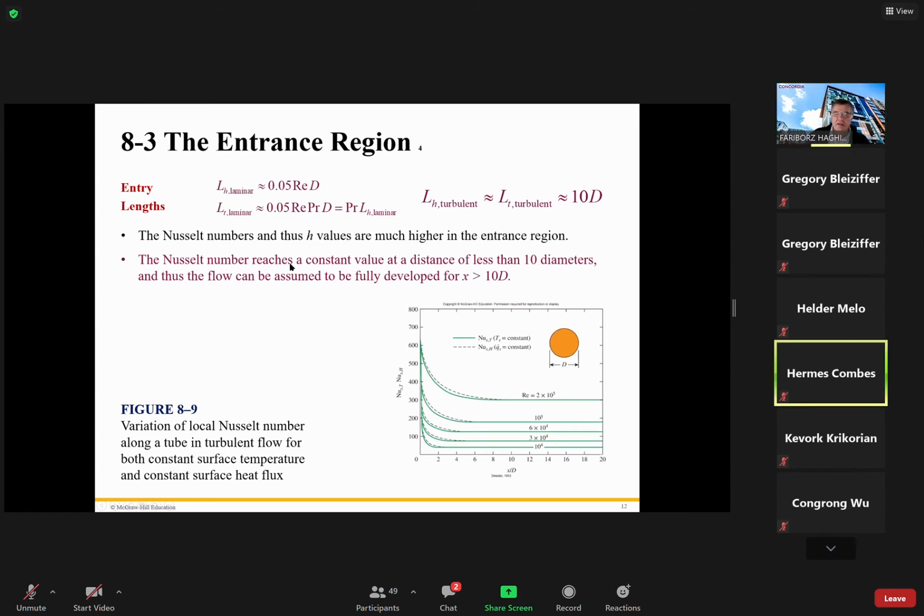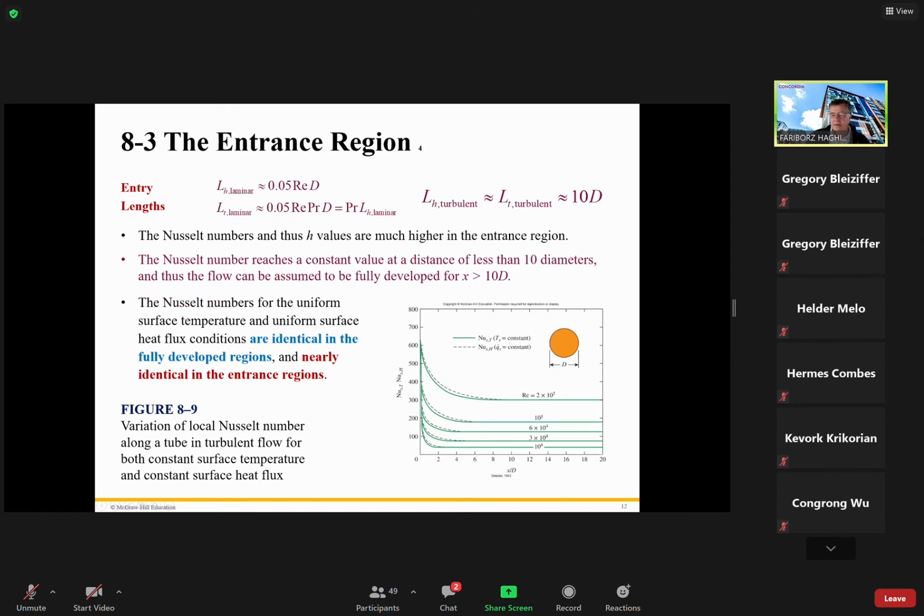Yes. The Nusselt number is a constant value, as you can see from this graph. After 10D, all of them are more than laminar, therefore all of them are turbulent. For the turbulent case, after 10D, you can reach an almost constant value. Therefore it remains constant. The Nusselt number for uniform surface temperature and uniform surface flux conditions are identical in the fully developed region. Therefore, when it's fully developed, the heat transfer coefficient for constant heat flux and constant temperature is almost identical. Before that it is almost the same, but after that it is all the same. You can see after 10 diameters it is the same.